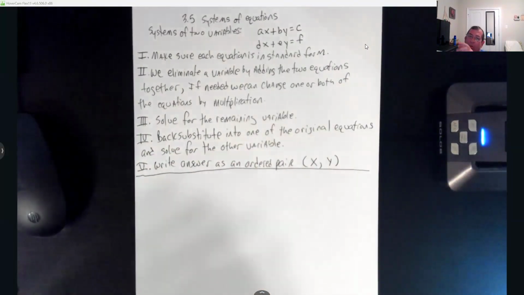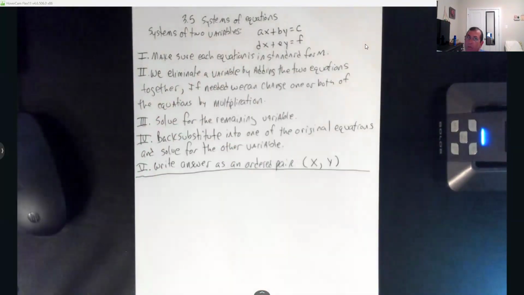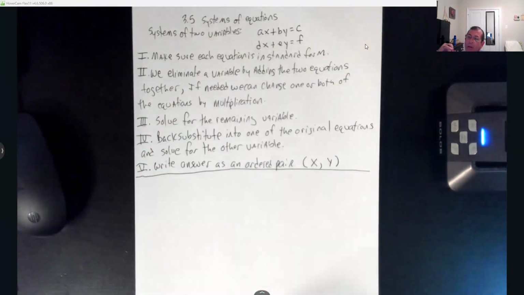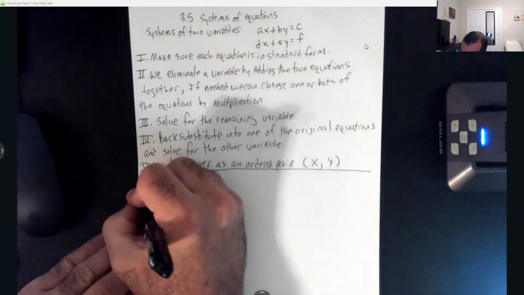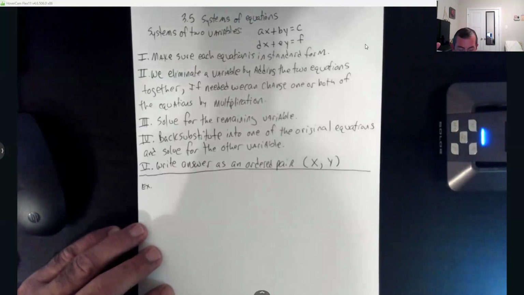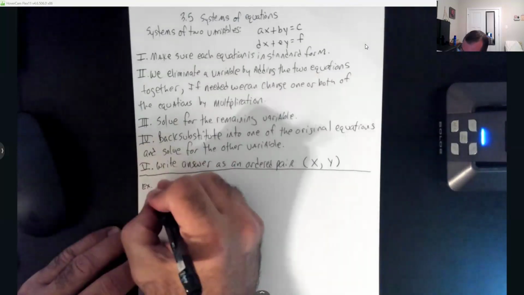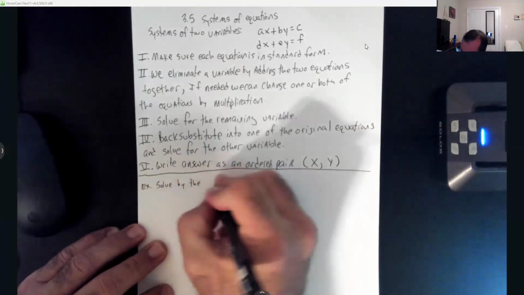So we'll start out with the two variable equations, and then after we get into those, we will step it up and do three variable equations. So y'all, these examples are going to say solve by the elimination method.